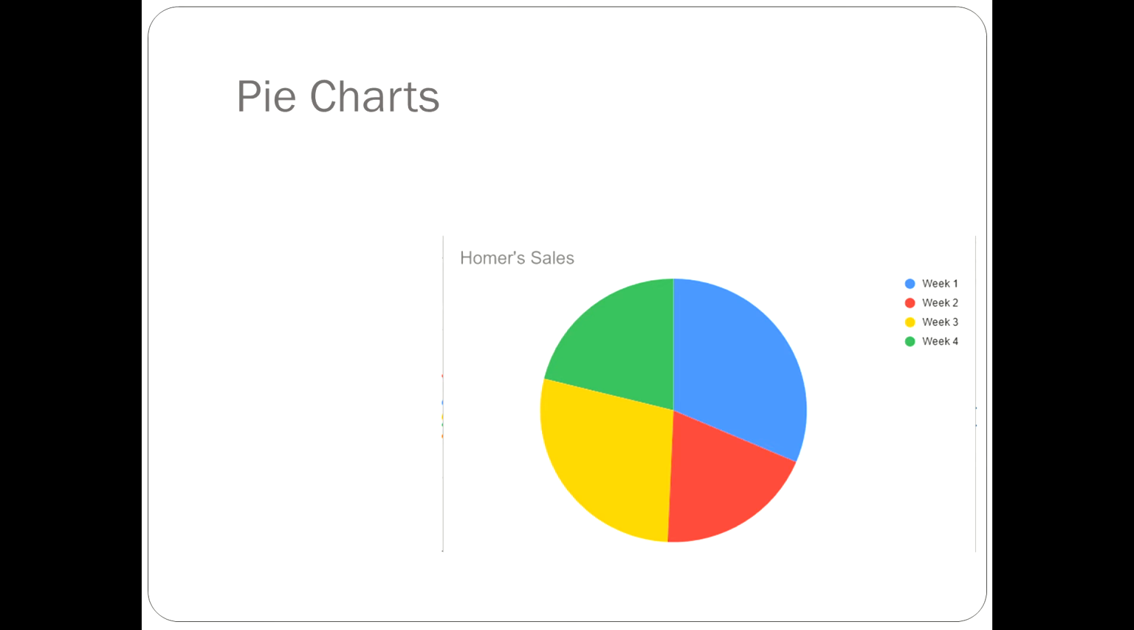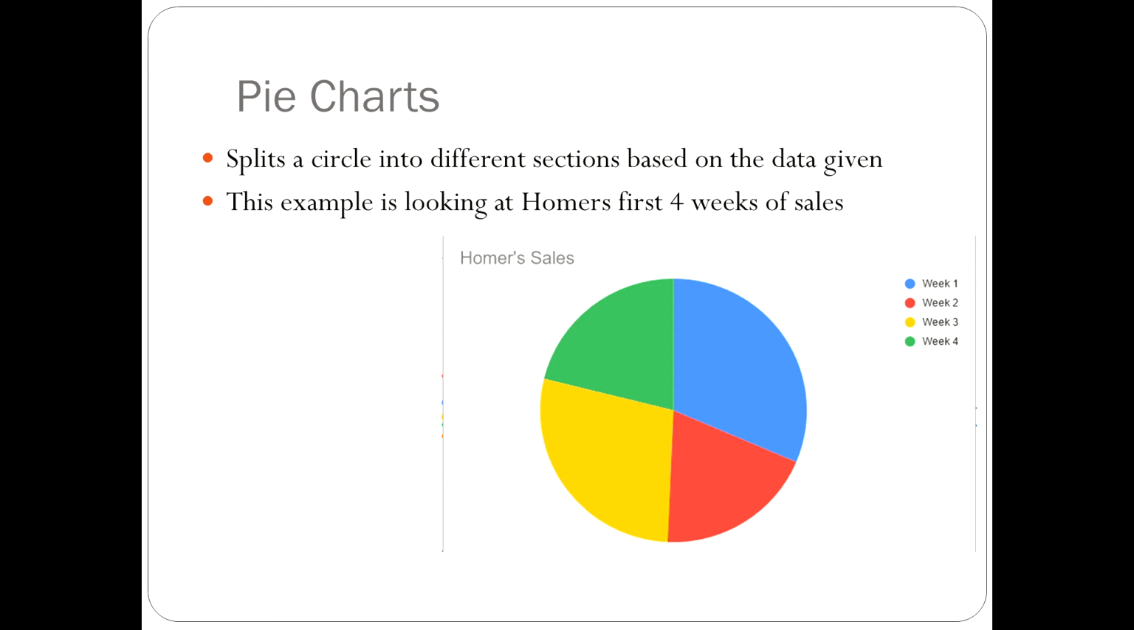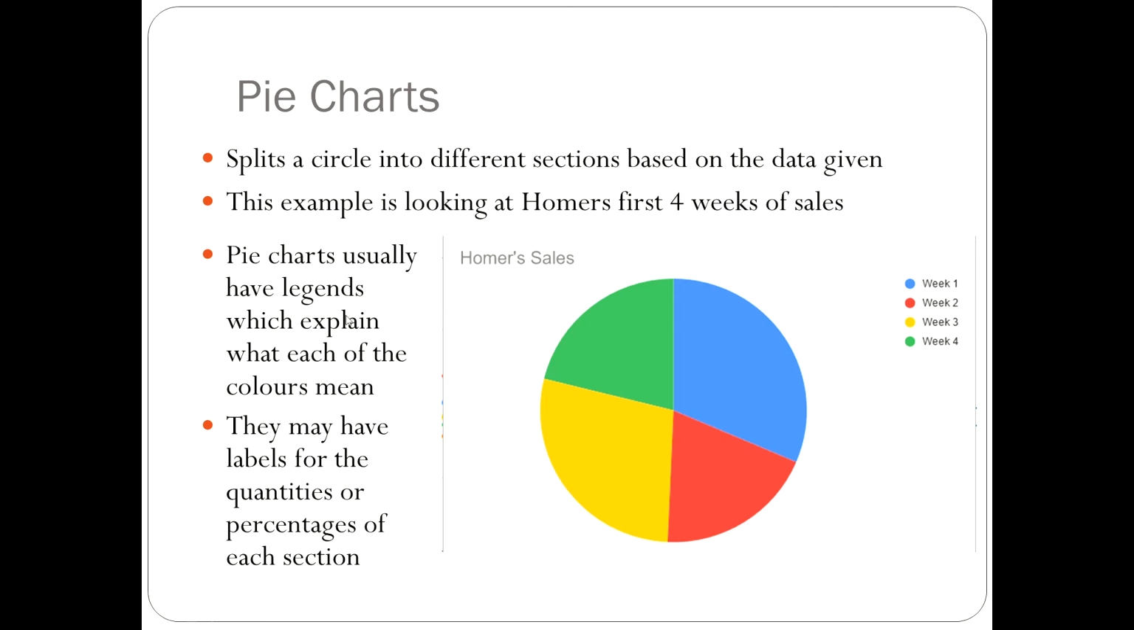So first up, we've got a pie chart. This is a pie chart. It splits a circle into different sections based on the data given. I'm sure you've done these before in maths, and I'm wasting a lot of my time explaining them to you, but I'm doing it anyway. This example is looking at Homer's first 4 weeks of sales, and pie charts usually have legends on them, this is at the side here, which explain what each of the colours mean, and they can also have labels for the quantities or percentages of each section.